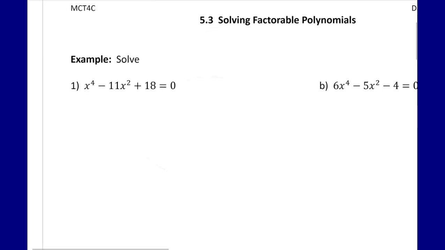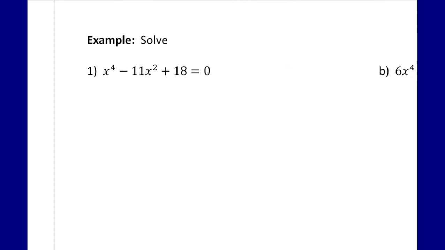For example, if we look at the first one, x to the power of 4 minus 11x squared plus 18 equals 0. This is different from what we've looked at before because this has an exponent 4 in it. In all the examples that we've looked at, the highest exponent that we've seen is 2. We've been dealing with what we call quadratics. We had the whole lesson called solving quadratics.